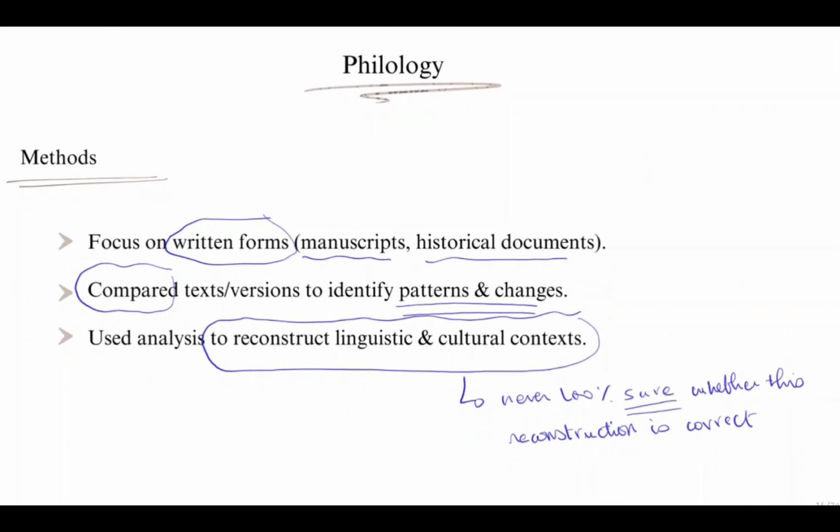Regarding the methods used in philology, we have a focus on written forms, that is, manuscripts, historical documents, etc. Compare texts or versions to identify patterns and changes, and use analysis to do what? To reconstruct linguistic and cultural contexts, though they were never 100% sure whether this reconstruction is correct.